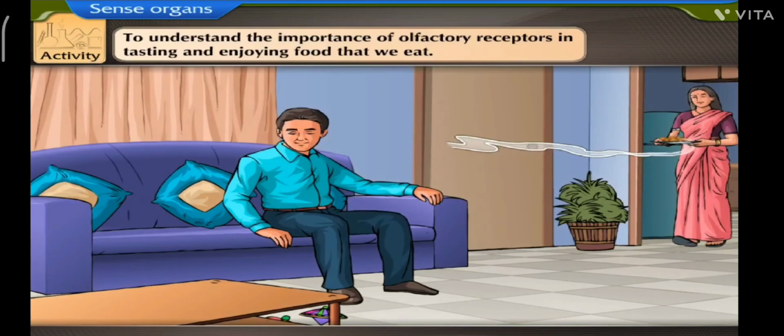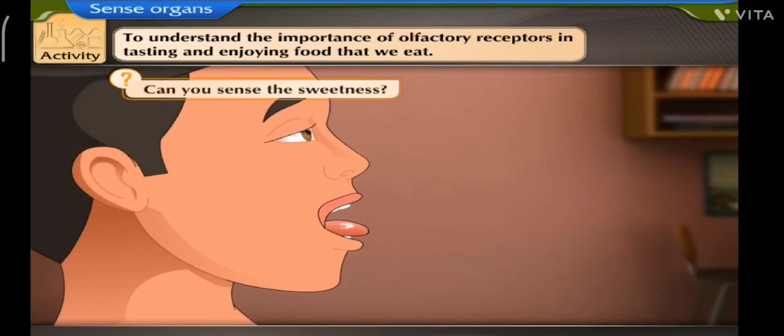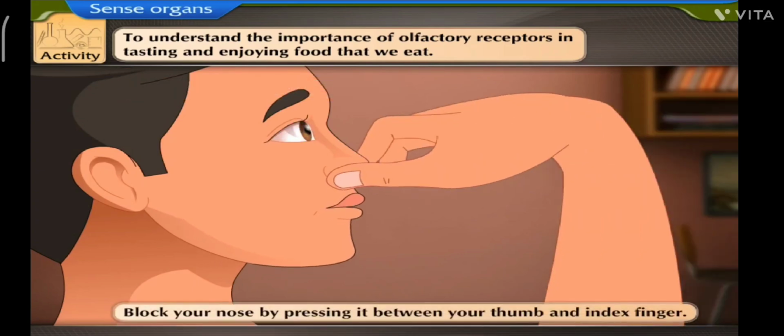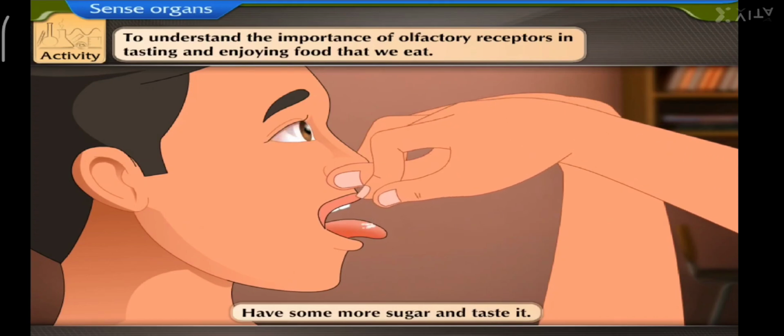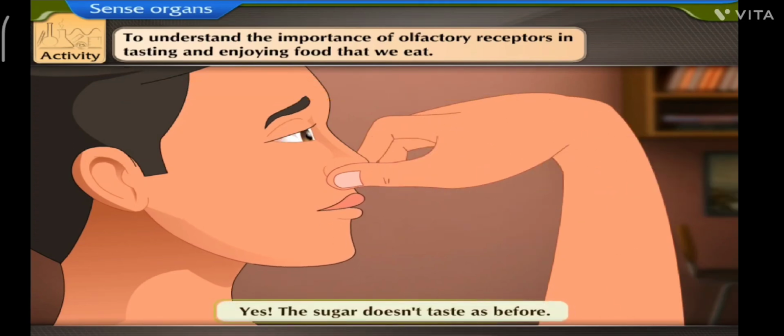Activity. Let us perform an activity to understand the importance of olfactory receptors in tasting and enjoying food that we eat. Take some sugar and put it in your mouth. Can you sense the sweetness? Yes. Now block your nose by pressing it between your thumb and index finger. Have some more sugar and taste it. Can you notice any difference in the taste? Yes, the sugar doesn't taste as before.